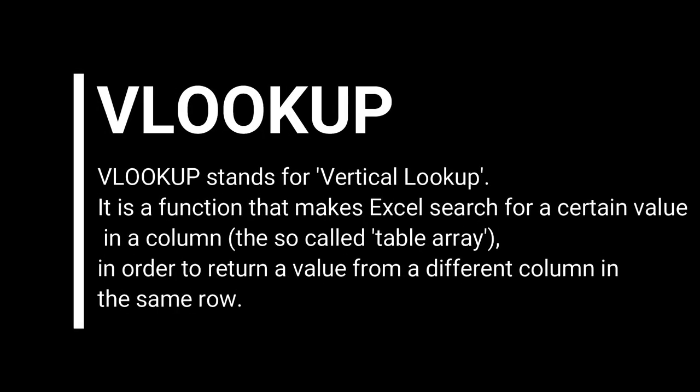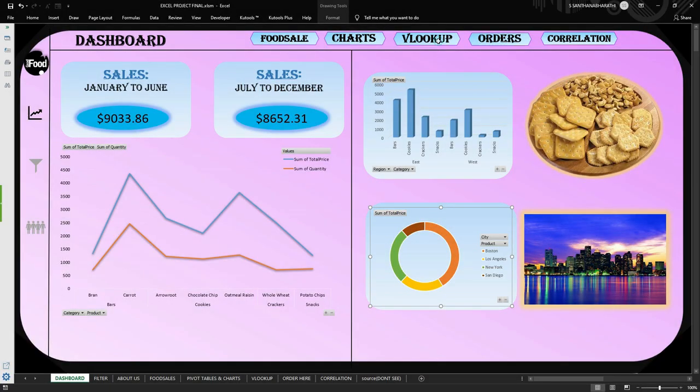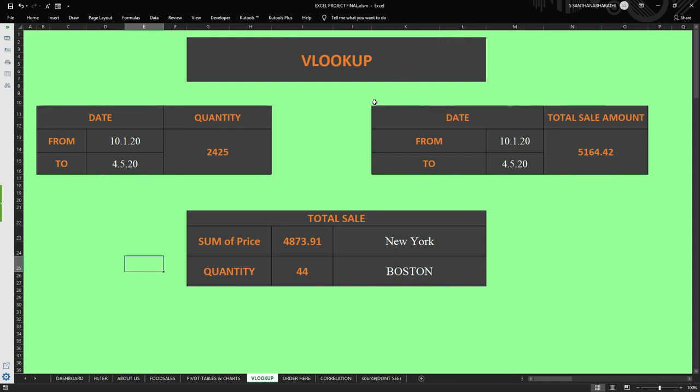It is a function that makes Excel search for a certain value in a column, the so-called table array, in order to return a value from a different column in the same row. This first table gives us the quantity of products bought in a specific period of time. For example, if we select dates from 1st January 2020 to 4th May 2020, the quantity of products sold in this period is shown here.